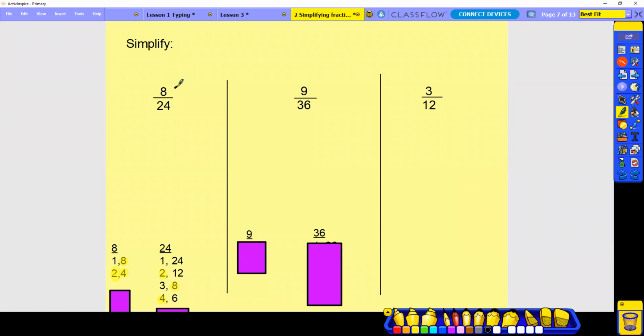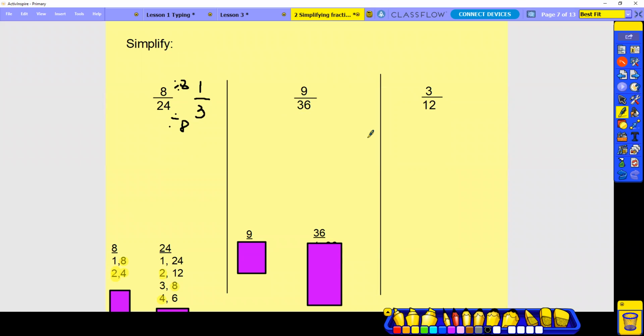So we go 8 divided by 8, which gives us 1. And then, remember, whatever we do to the numerator, we must do to the denominator. So we do 24 divided by 8, which gives me, if you think about it, 8, 16, 24. So it gives me 3. Okay, and it's fine to run through your timetables like that if you need.